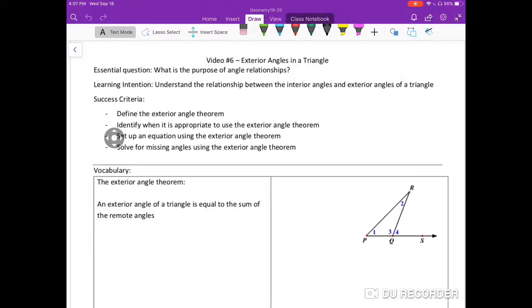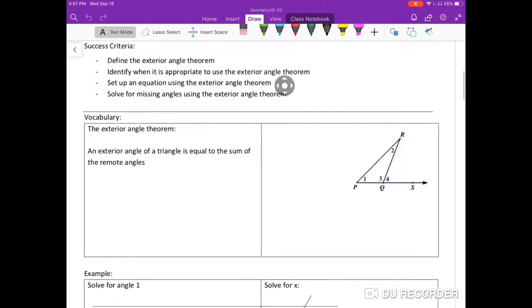Video 6, we're still dealing with triangles, but we're going to add something special. We're going to talk about an exterior angle in a triangle. So first, we need to know what the exterior angle theorem is, and we need to know what an exterior angle is. We need to identify when it's appropriate to use this theorem, set up an equation using this theorem, and solve for missing angles using this theorem. So this whole video is going to be about our exterior angle theorem.